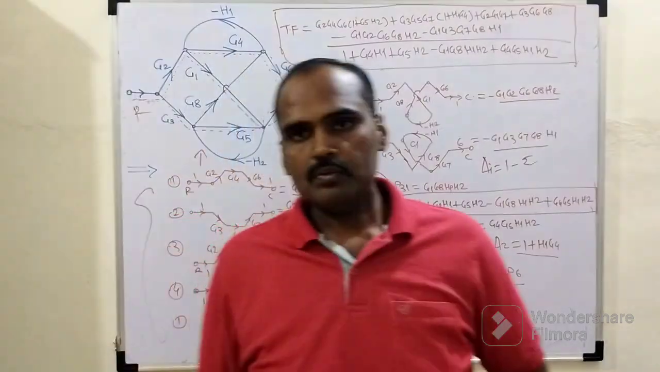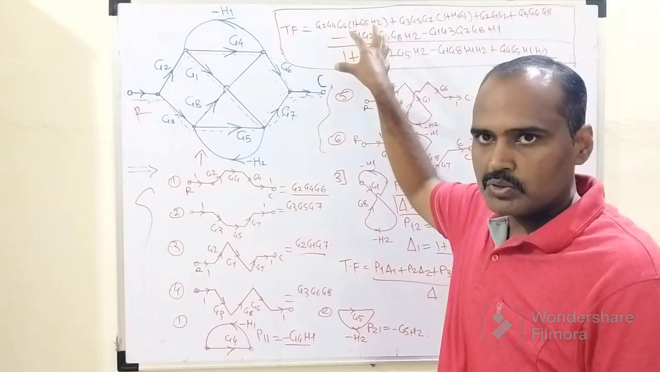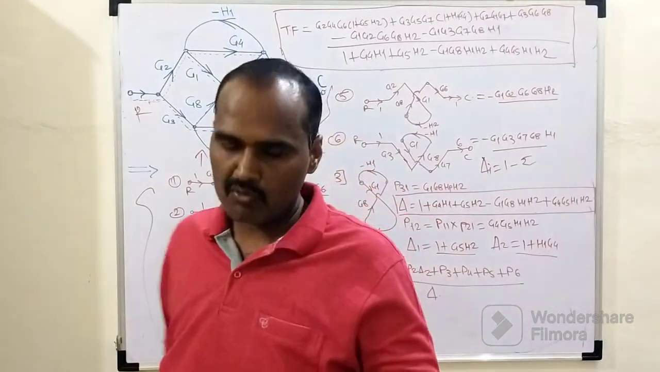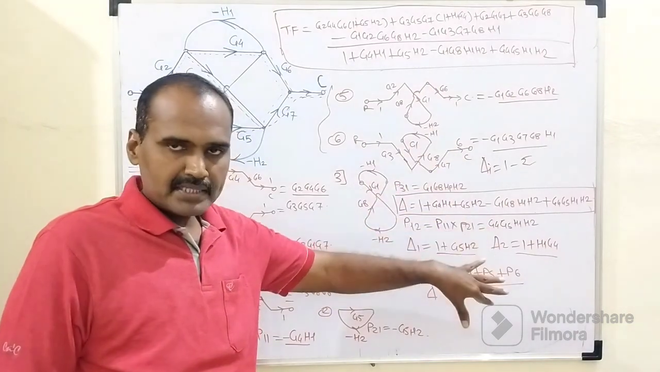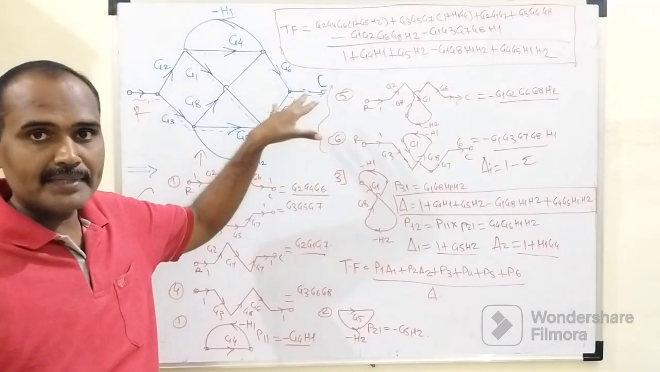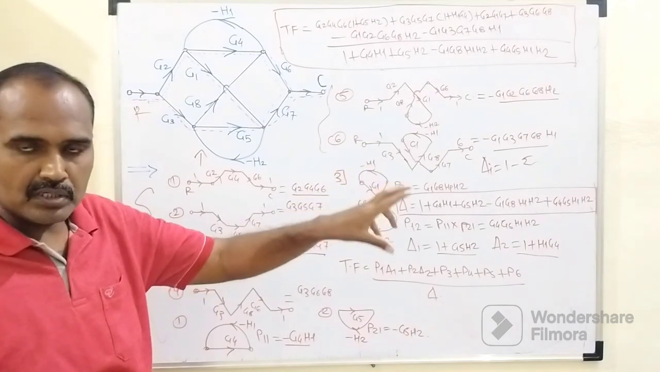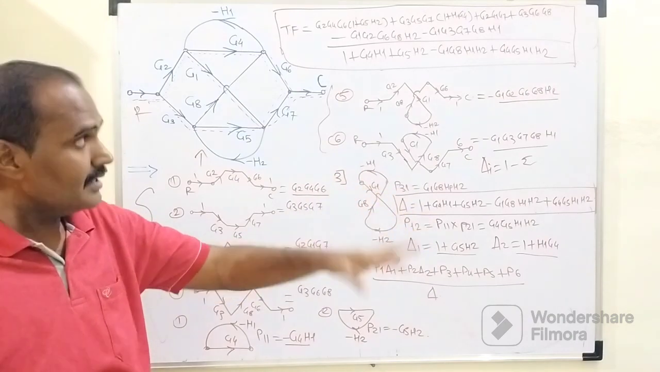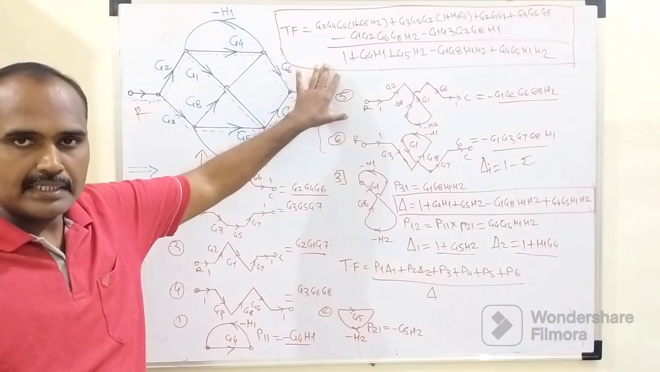So Mason's gain formula looks like this, which equals 1 over delta into summation of pi into delta i. First we need to determine how many forward paths we have, denoted by p suffix i. Once these forward paths are declared, we need to determine how many individual loops we have. Out of those individual loops, we need to determine whether we have first two, second two, third two non-touching loops, or first three, second three, or n number of three non-touching loops. Then we include all these things within the formula along with delta i.